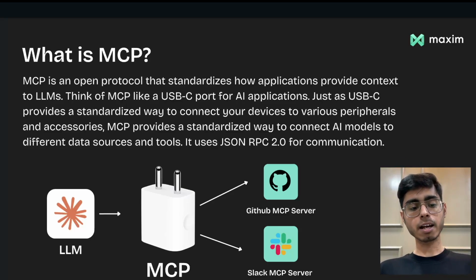As you can see in this diagram, we have an LLM which is Claude Sonnet 3.7. Then we have an MCP which is just like an adapter over here, and it can communicate with GitHub MCP server, it can communicate with Slack MCP server, and both of these MCP servers can further communicate with various tools attached to them.